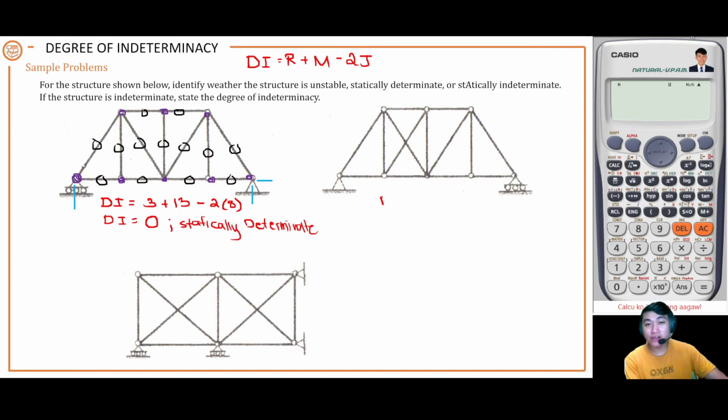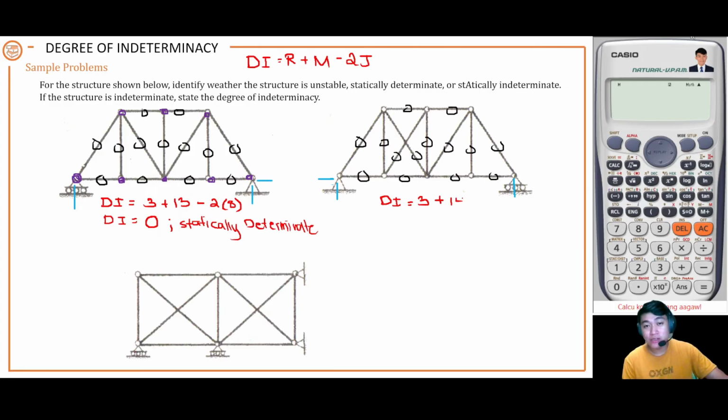Okay, so the degree of indeterminacy is equal to, count the number of reactions at the support. So we have hinge here, 2 reactions. For roller, 1 reaction. For the degree of indeterminacy, we have 3 for the reactions plus the number of members. Let's count the number of members. So we have 1, 2, 3, 4, 5, 6, 7, 8, 9, 10, 11, 12, 13, 14.